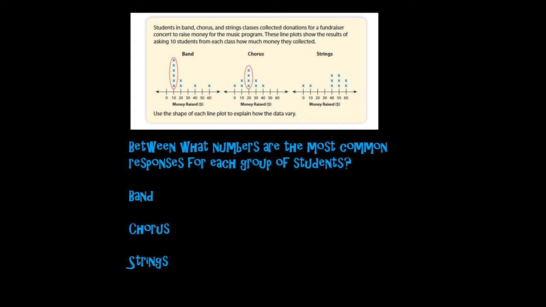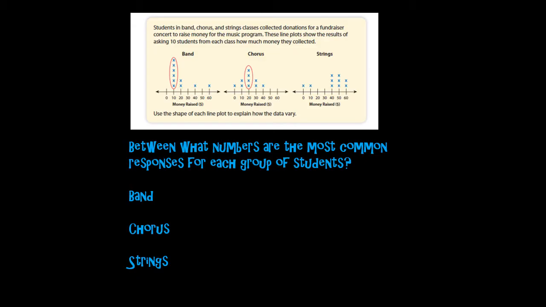We have a story problem. Students in band, chorus, and string classes collected donations for a fundraiser concert to raise money for the music program. These line plots show the results, asking 10 students from each class how much money they collected. Use the shape in each line plot to explain how the data varies.